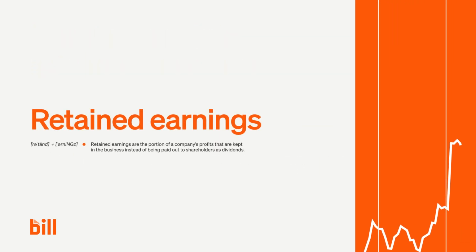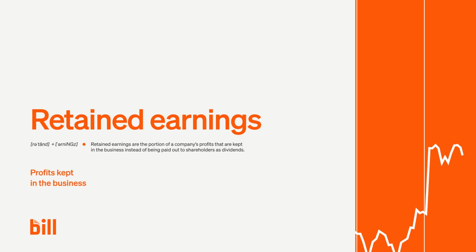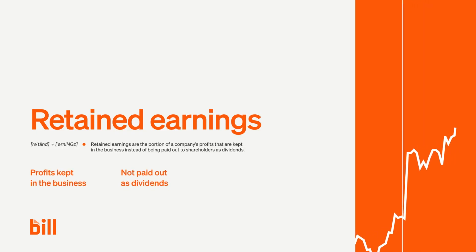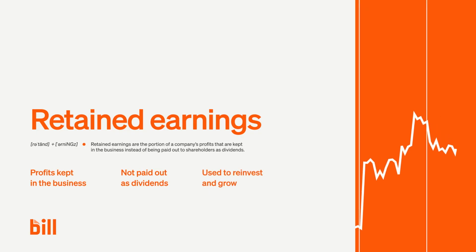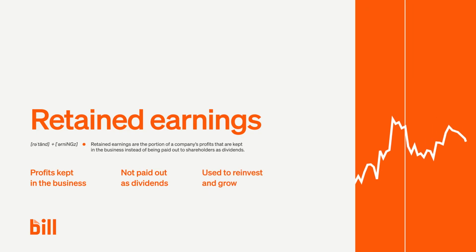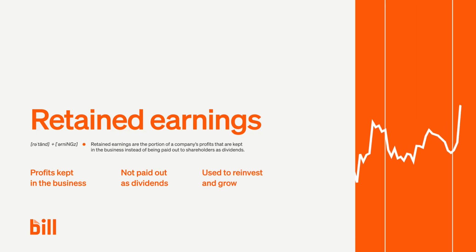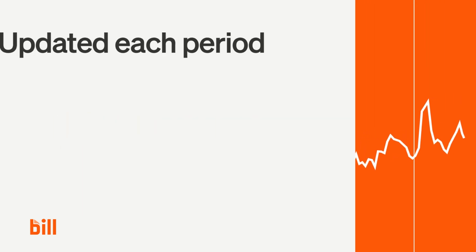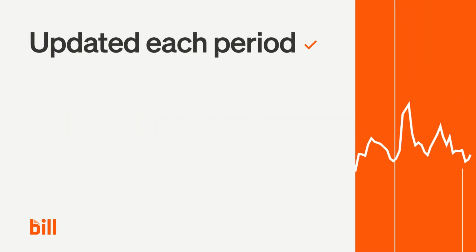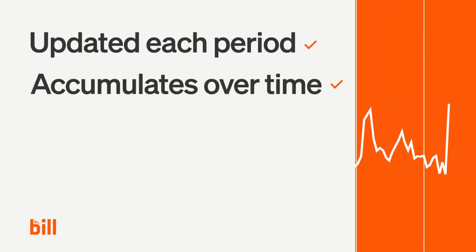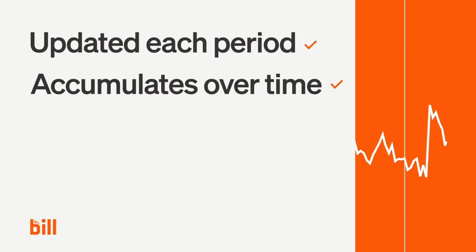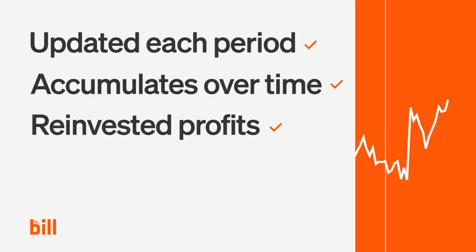Retained earnings are the portion of a company's profits that are kept in the business instead of being paid out to shareholders as dividends. Companies use retained earnings to reinvest, pay down debt, or plan for future growth. At the end of each accounting period, a company updates retained earnings by adding net income and subtracting dividends. Over time, this balance shows how much profit the business has reinvested back into itself.